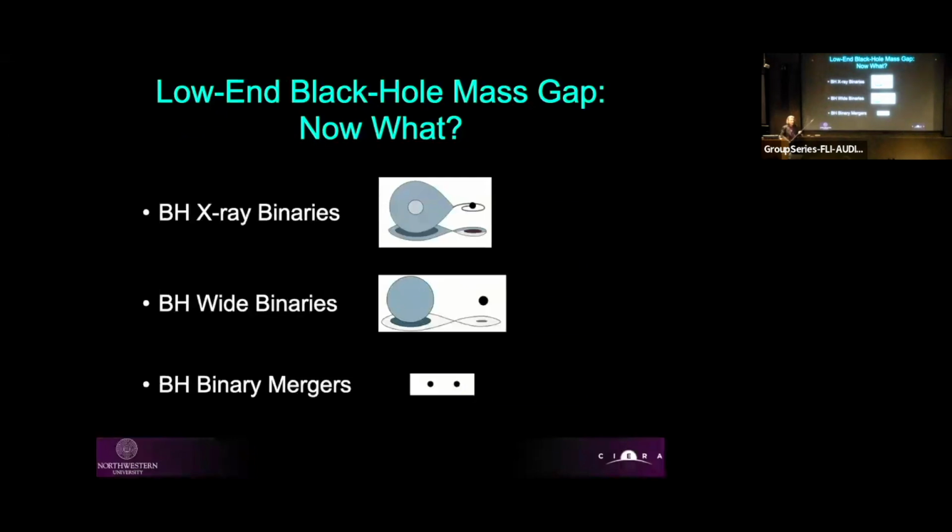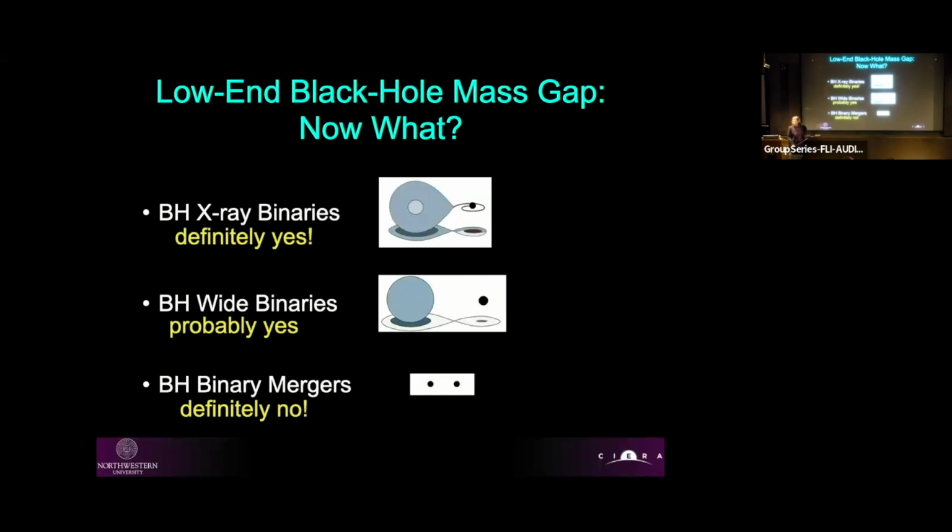All right, so now where are we? Black hole X-ray binaries? Definitely yes, the gap is there. Wide binaries? Probably yes, although it's hard, it depends on what happens with the explosion of low mass black holes in wide binaries and whether you can keep them bound. Binary black hole mergers, definitely not a gap. So the obvious question is, what do we do?